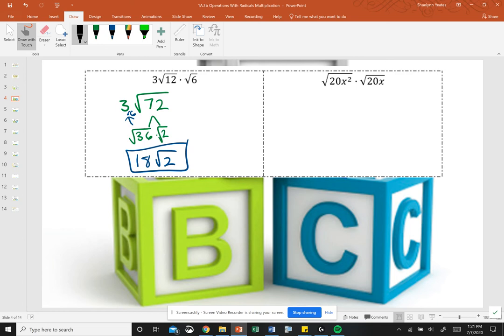So in front is 1 times 1. That's just 1. Now 20 times 20 is going to be the square root of 400. Interesting. All right, and then we've got x squared times x, so we end up with x cubed.